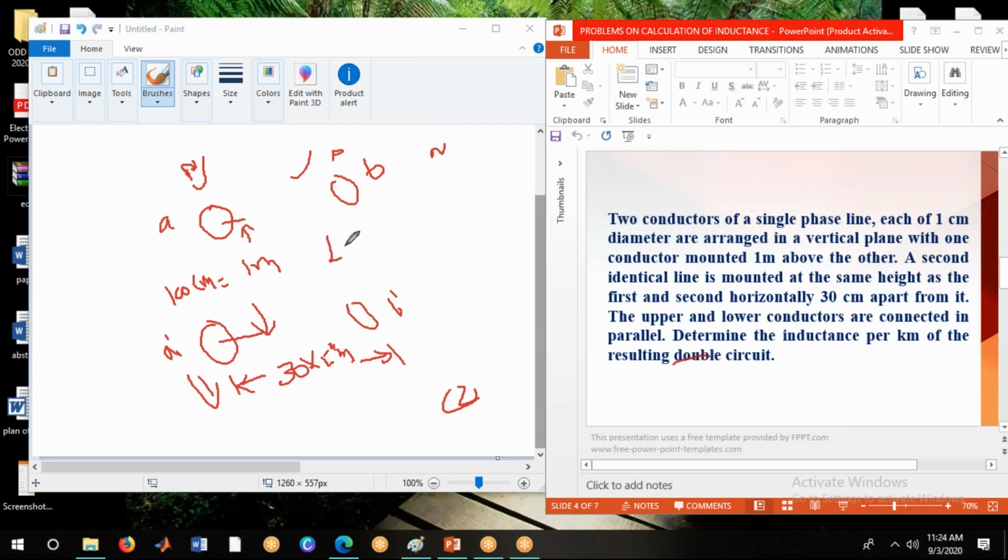Generally, the inductance of a single phase line, what we have, is 2 into 10 power minus 7 log d by r dash. This is for a single conductor. Now we have to find it for the double circuit, right? So the formula is L equals 4 into 10 power minus 7 log Dm by Ds. So this is the formula. We have to find the inductance of the resulting double circuit per kilometer. Just first note down the circuit, then only you can understand that.